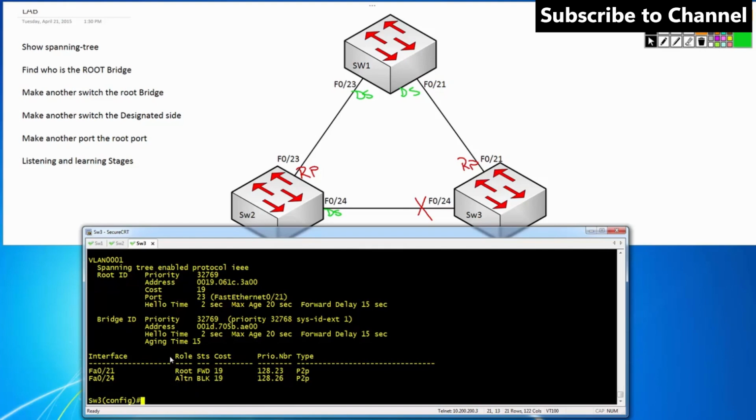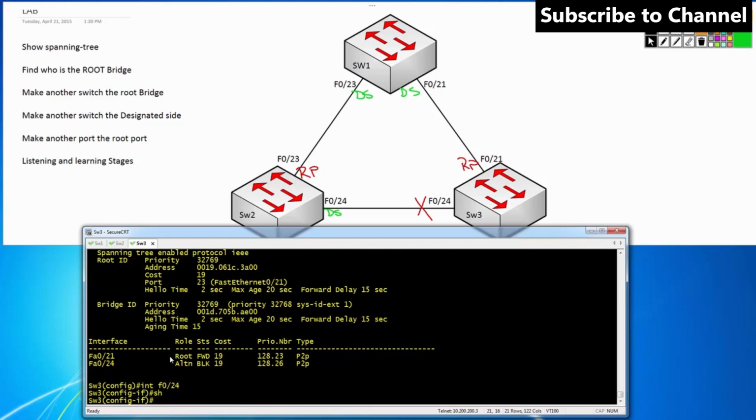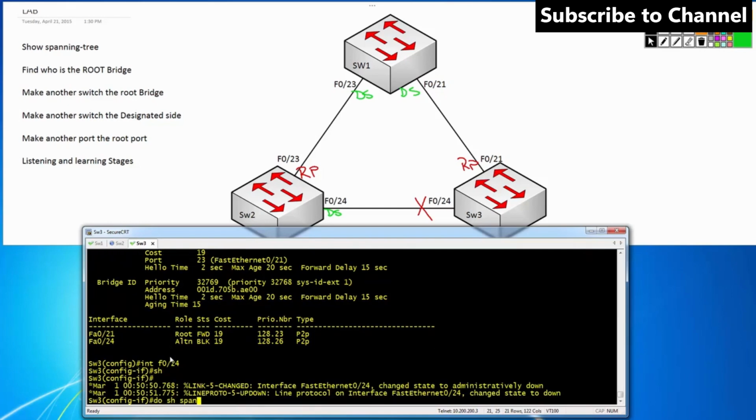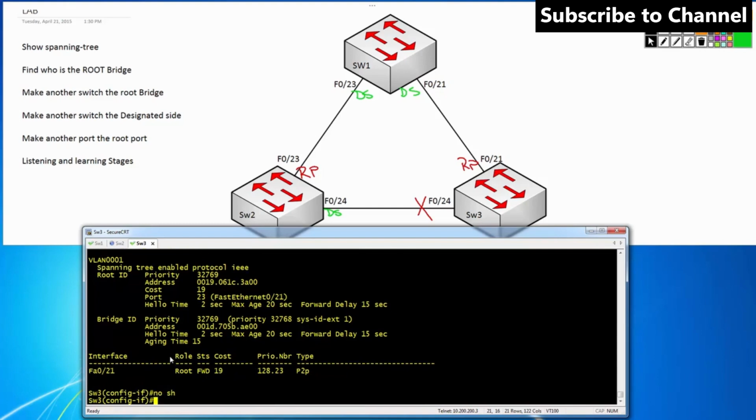This happens when a port comes down and comes back up, or just gets entered into the topology. So if we shut this down, do show spanning tree. Fa0/24 is no longer part of this spanning tree instance. This port, Fa0/24, is now disabled. It's a spanning tree disabled port. So I'm going to say no shut.